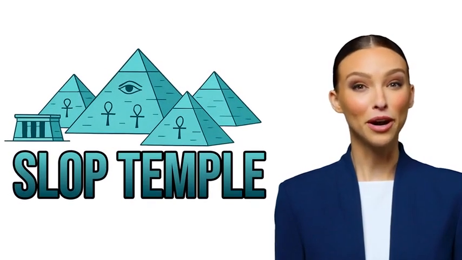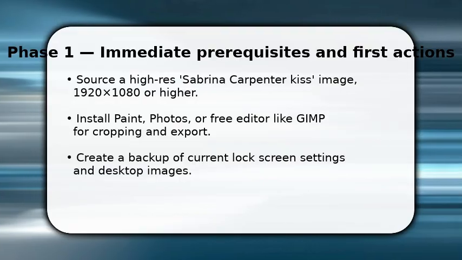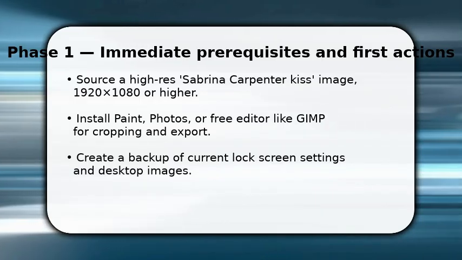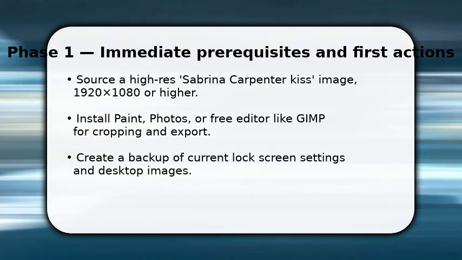We pray this video helps. You start by getting a clean, high-resolution image. Aim for 1920 x 1080 or larger so Windows can scale without blurring. Once you have the file, open it in Paint, Photos, or GIMP to crop to 16:9 ratio and check composition. Place the subject off-center if you want space for the clock. Save an exported JPG at 80–90% quality to balance file size and clarity.